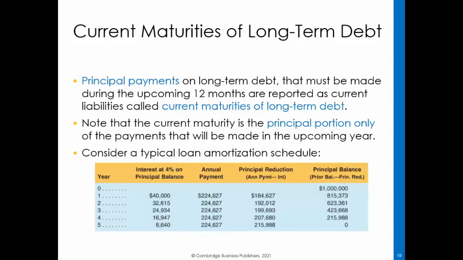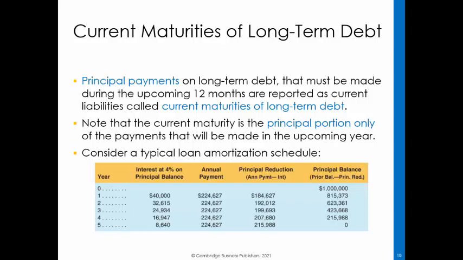Principal payments that must be made during the upcoming 12 months on long-term debt, such as for mortgages or maturing bonds, are reported as current liabilities, called current maturities of long-term debt. The current liabilities section of Verizon's 2018 balance sheet includes $7,190 million of debt maturing in 1 year. Some long-term debt, including mortgages, require a periodic payment that is part principal and part interest. Note that the current maturity is the principal portion of the payments that will be made in the upcoming year.